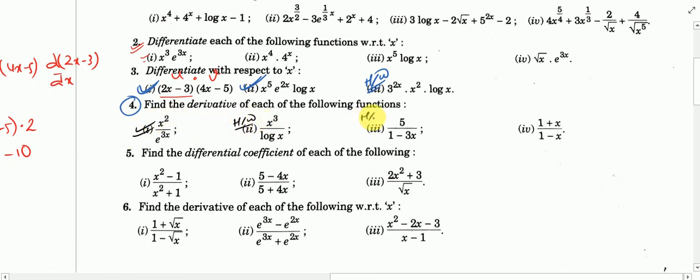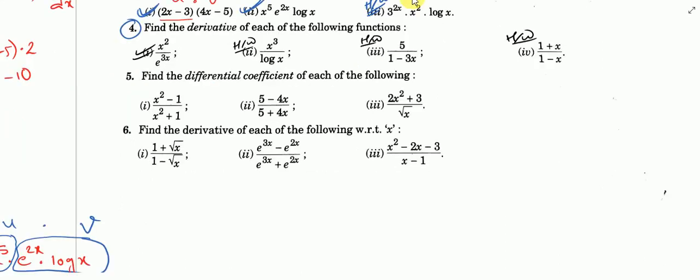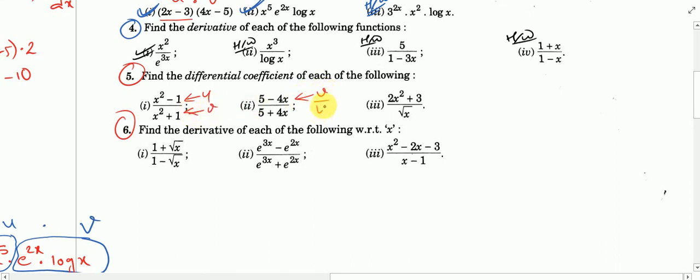The remaining 3 questions are homework. So these all are based on that quotient rule. Question number 5 and 6, you should try these questions by yourself. This is also by quotient rule only, because you can say u upon v type. Here also u upon v type. So you have to do this by yourself.